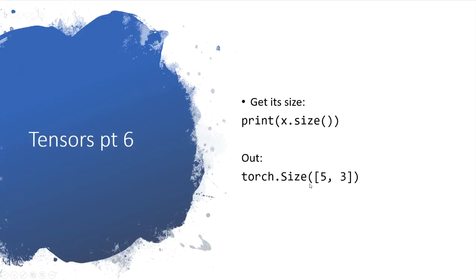Now, one of the things that you'll use a fair bit is probably to get its size. So if you go print and then x.size, parentheses, like calling it, you will get the size, which shows the shape if you're thinking about NumPy.